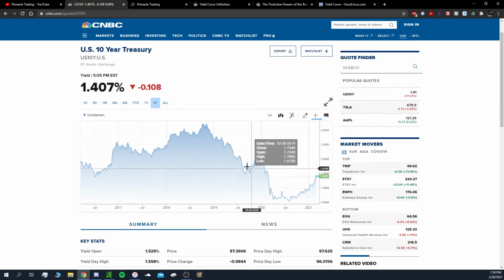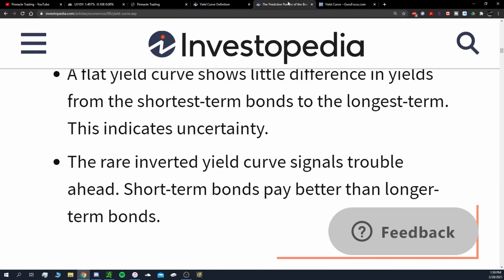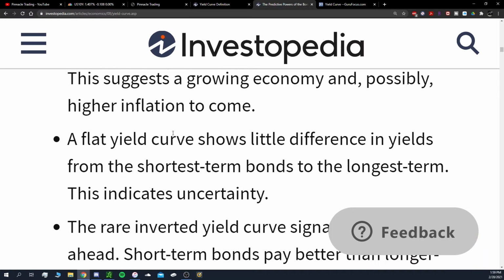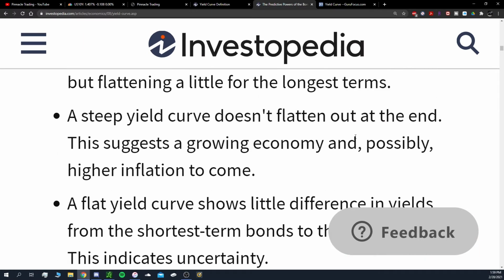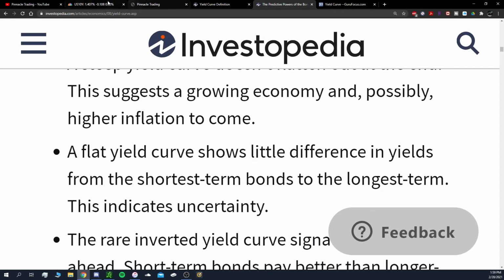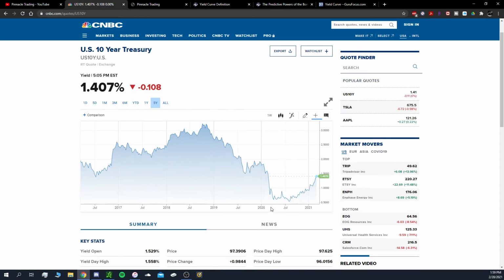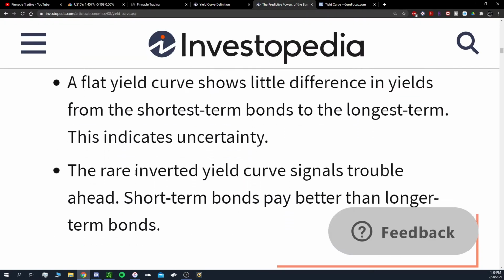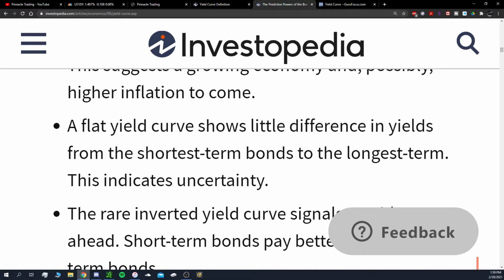Let's look at the 5-year. We see it came down. We can see this back in 2020, how it came down. The rare inverted yield curve signals trouble ahead. When we see that steep yield curve that doesn't flatten out at the end, that suggests a growing economy and possibly higher inflation to come. And then what happened? We did see more inflation come in because the Feds have been printing more money and pumping it into the market. So when it falls, it indicates higher inflation to come. And for uncertain times, when it flattens out right over here, that's where it indicates uncertainty.